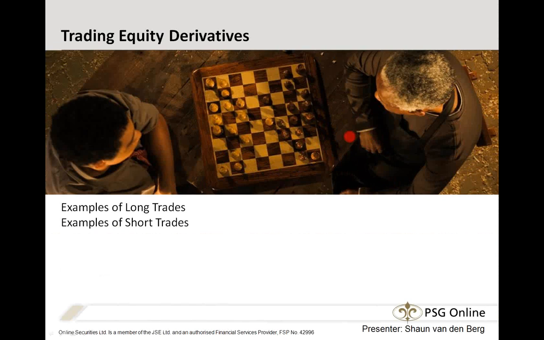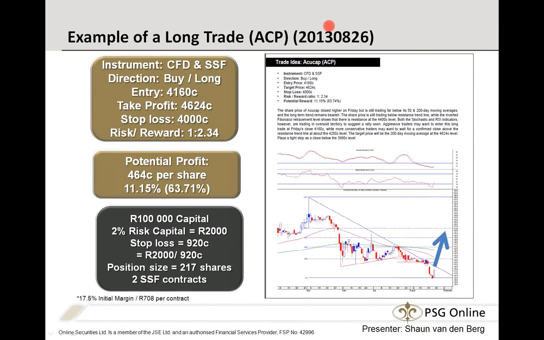So here are some examples of long and short trades. This is a trade we put on at the end of August. This is a property company called AccuCap. By the way, this is a report we write on a daily basis called the Stockbroker.